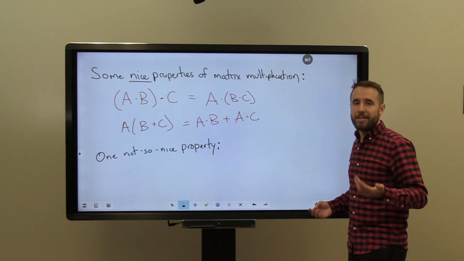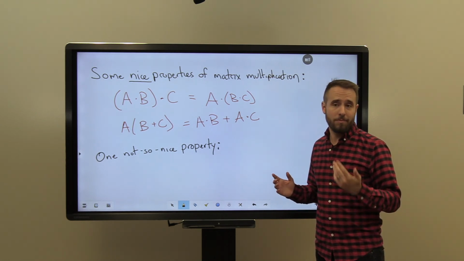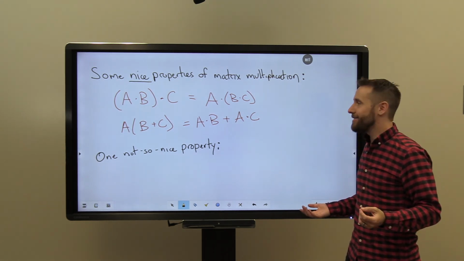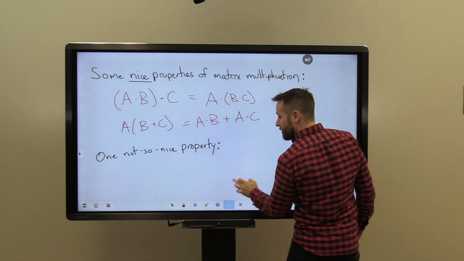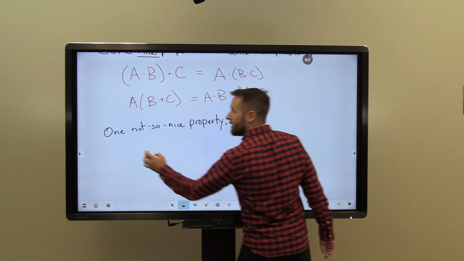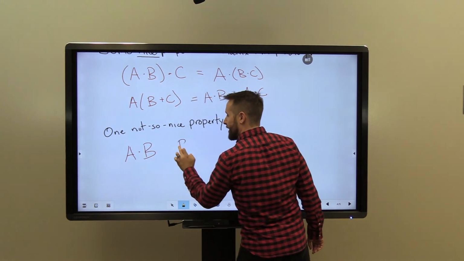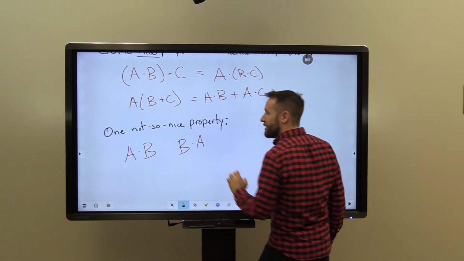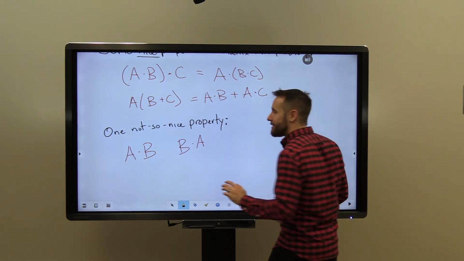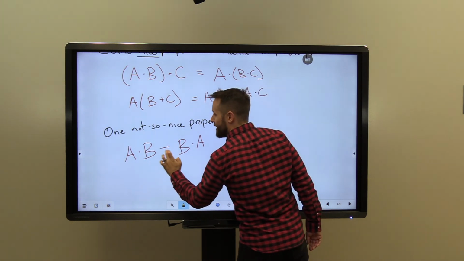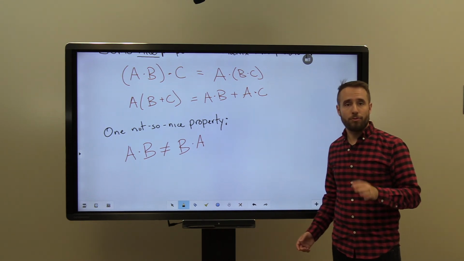And this is a nice property that we might hope any sort of multiplication has. However, there are some not so nice properties of matrix multiplication, things that we might want multiplication to achieve, but that is not achieved in the case of matrix multiplication. And one major one, one huge one, is that, in fact, if we have two matrices A and B, the order in which we multiply them actually matters considerably. So it is not necessarily the case, in fact, it will most likely not be the case that A times B equals B times A.